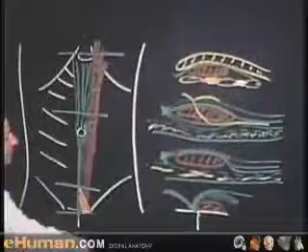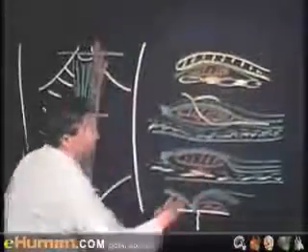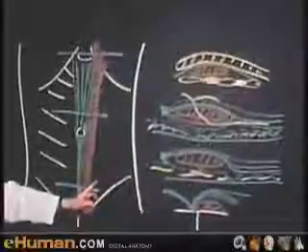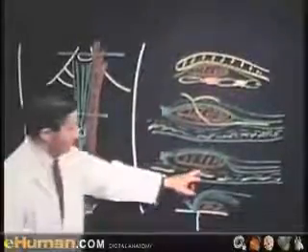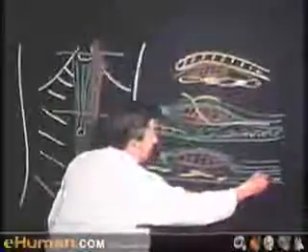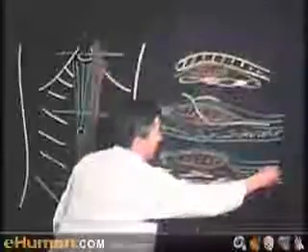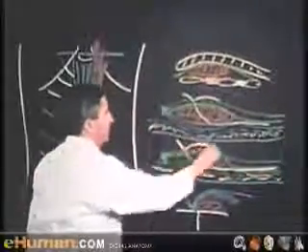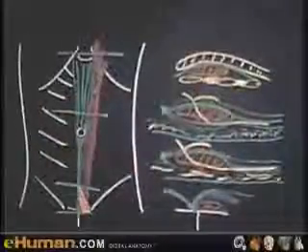Now, for the sake of completion, we should put in here the inferior epigastric artery, rising from the external iliac and passing up into the rectus sheath. And we can again show the nerve supply to this muscle coming in, coming through, and dividing up in that way.